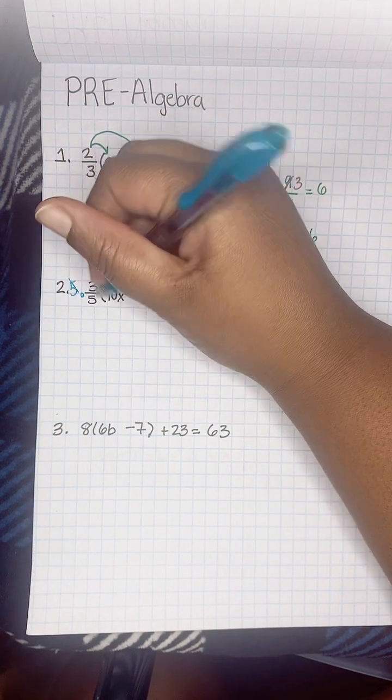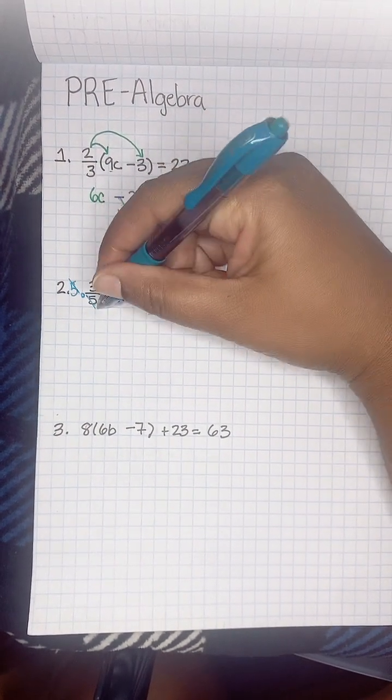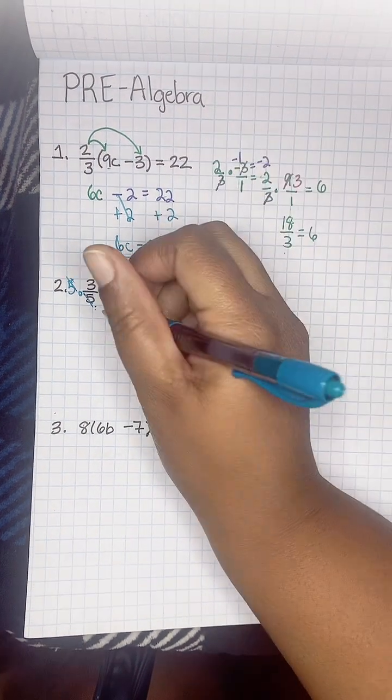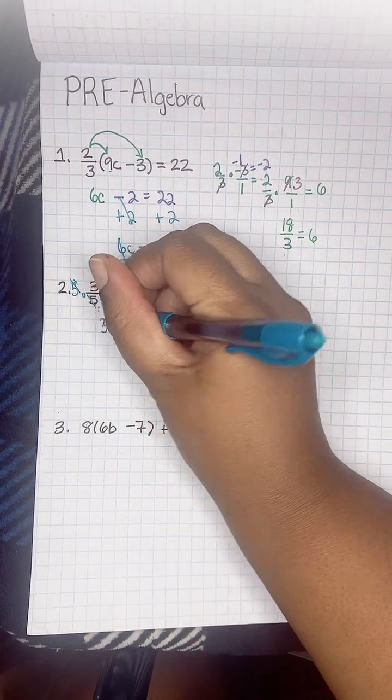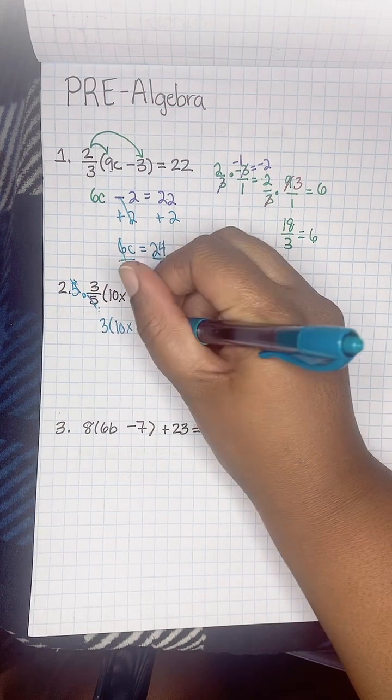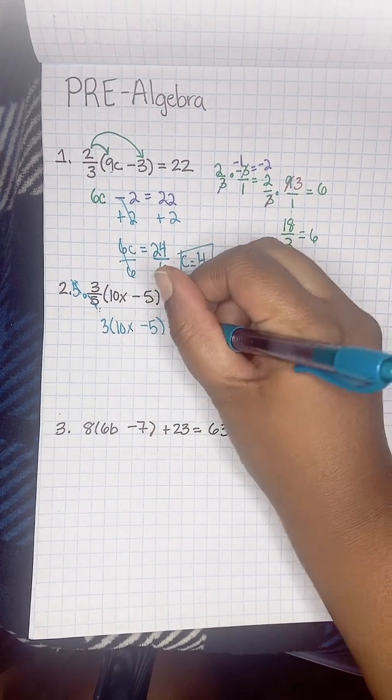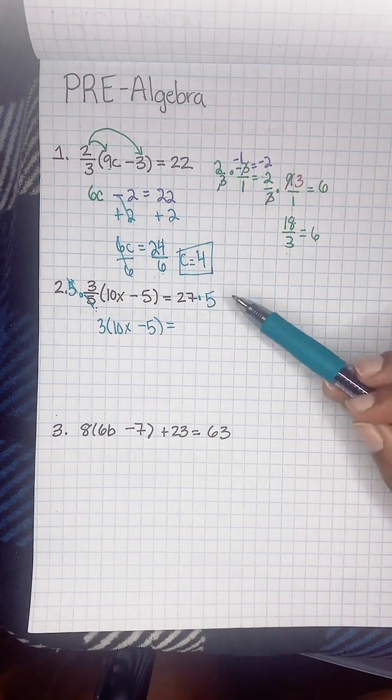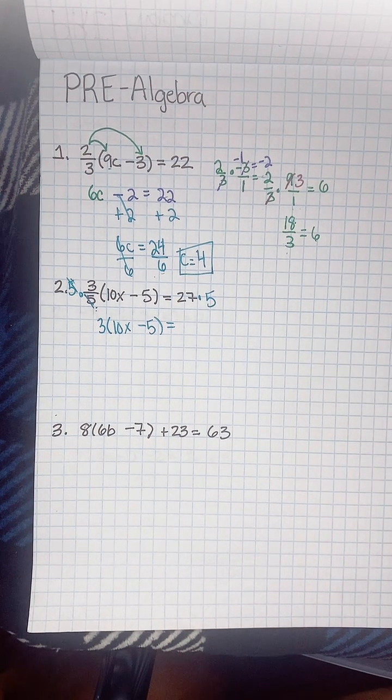So we're going to clear this out, okay? Because 5 divided by 5 cancels. And then we're going to be left with 3 times 10x minus 5 equals. Now, can somebody do this for me? 27 times 5?